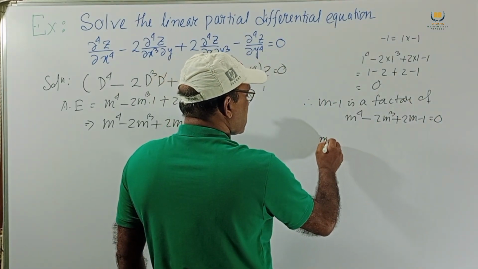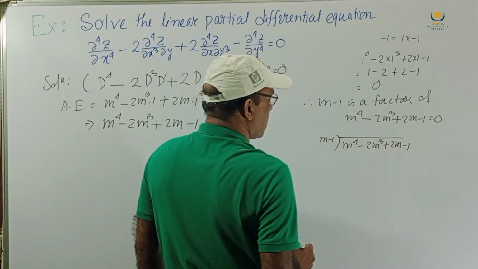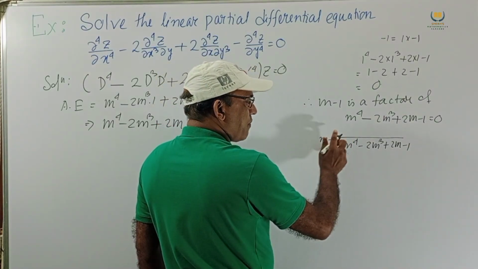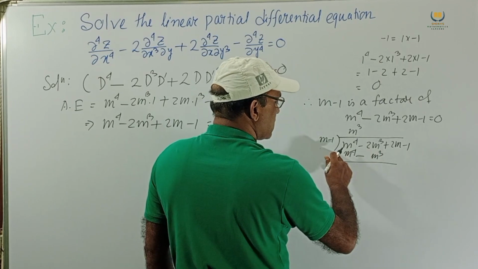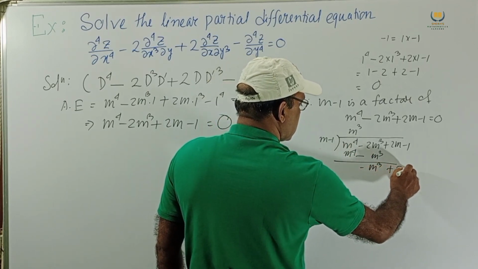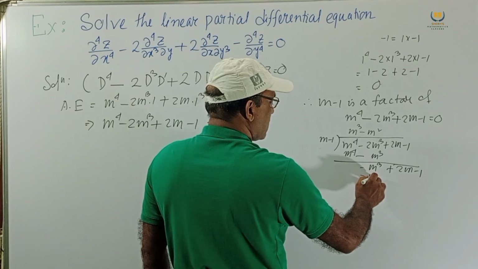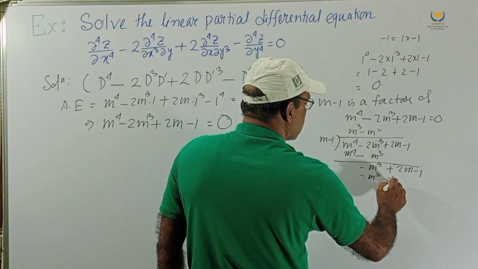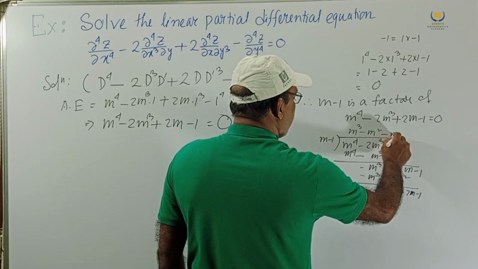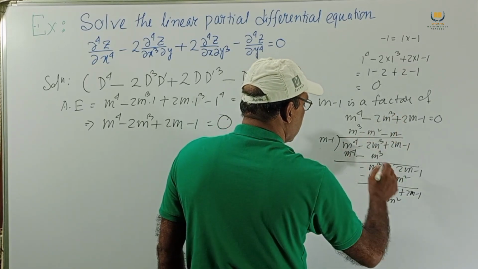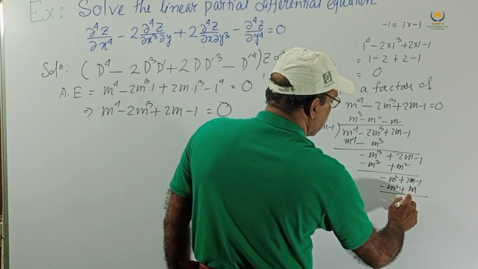Now we divide this by m − 1. For m⁴ we write m³: m⁴ − m³, subtracting leaves −m³ + 2m − 1. Next we put −m²: −m³ + m², subtracting gives −m² + 2m − 1. Then putting −m, we get −m² + m, and subtracting gives m − 1.